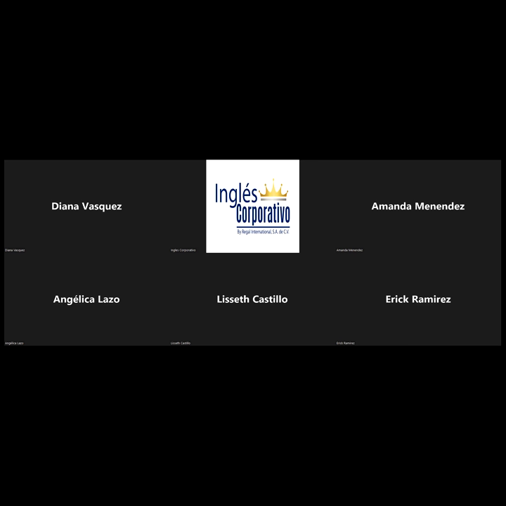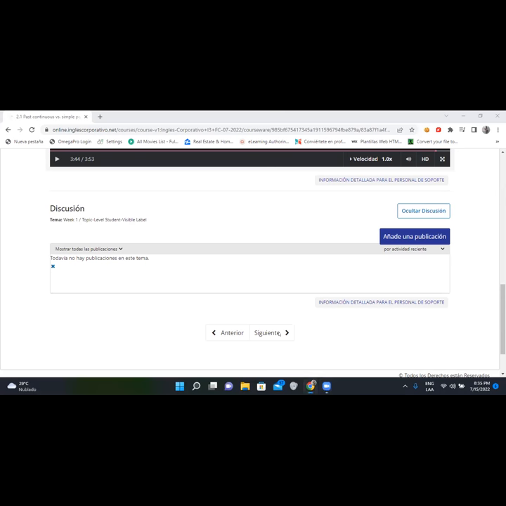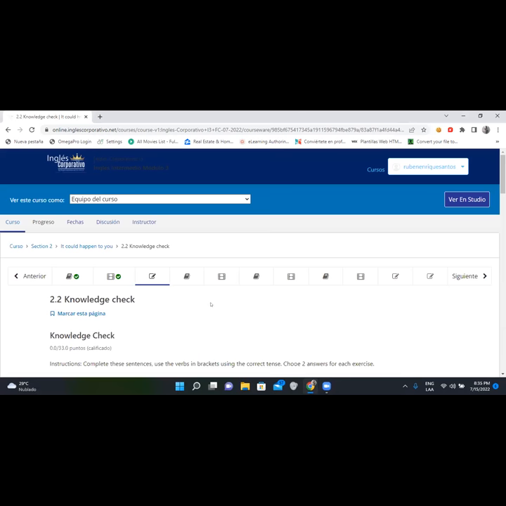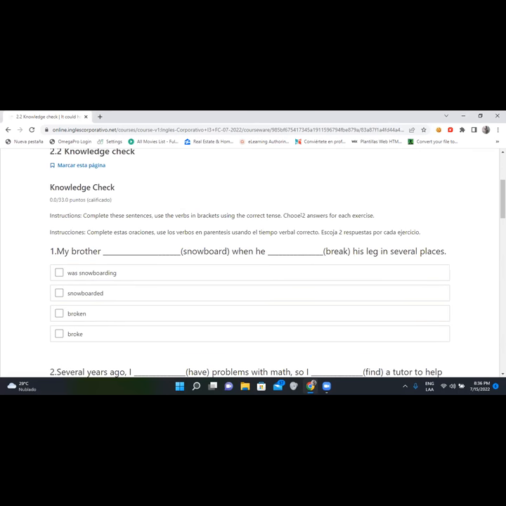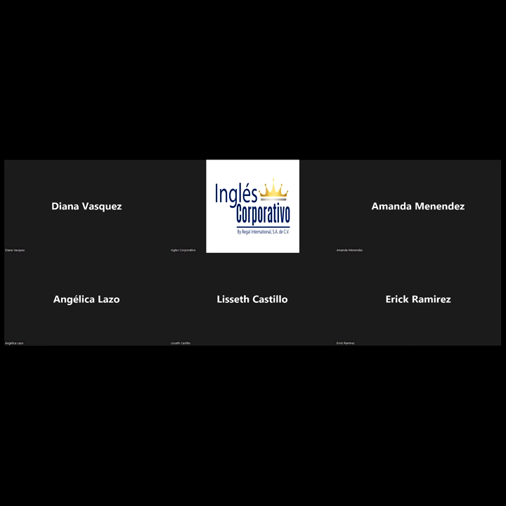Perfect. All right, guys. Now we're going to look at the following activity, which comes from the next section, 2.2 knowledge check. Instructions: complete these sentences and use the verbs in the brackets using the correct tense. Choose two answers for each exercise. We are going to change groups. Ready? You will have 5 minutes. Let's go.